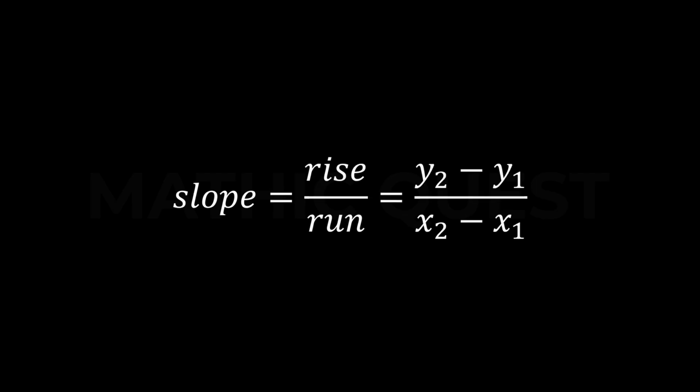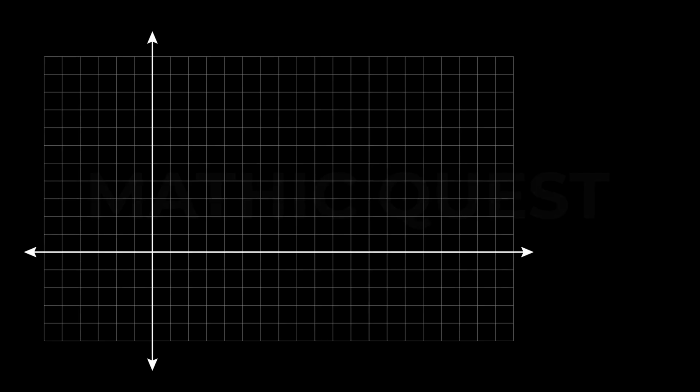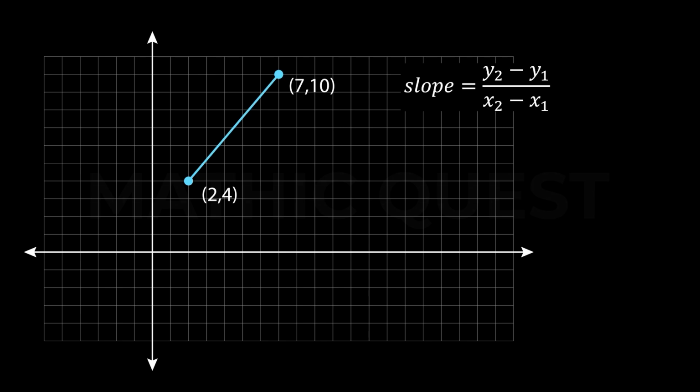But before that, do you remember this slope formula we studied in middle school? Imagine we have 2 points, (2, 4) and (7, 10). To find the slope, we take the change in y over the change in x, so that's 6 over 5. This number tells us exactly how steep that straight line is.